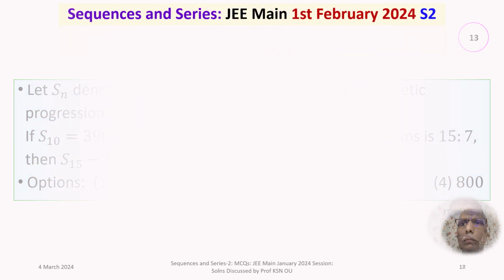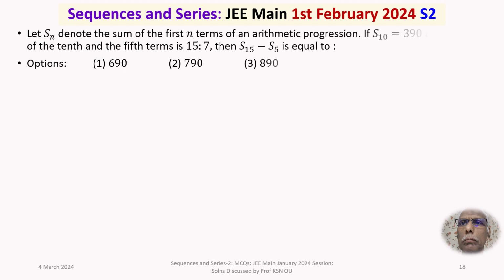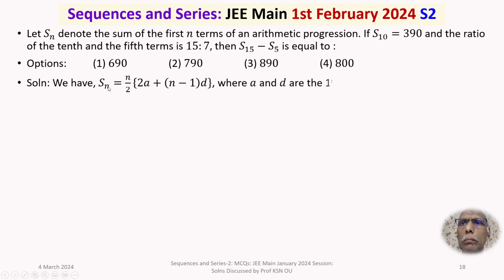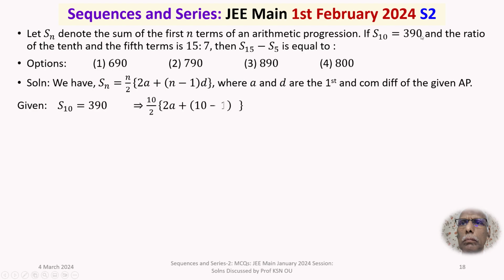Let's now discuss the solution of the problem in detail. We are in an arithmetic progression whose first term is a, common difference is d, and the number of terms is n. So S_n is given by n/2 into (2a + (n − 1)d). Agreed? So first we take the given S10 = 390. Write n = 10 in the above: 10/2 into (2a + (10 − 1)d) = 390.